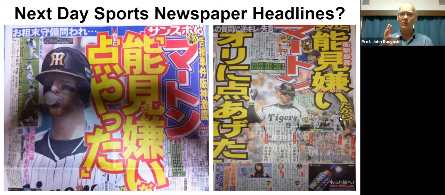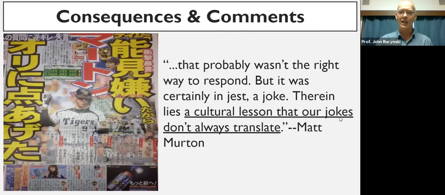And there's a great book about foreign baseball players in Japan by Robert Whiting called You Gotta Have Wa. Wa meaning harmony. And what happened here was Martin disturbed the wa, the harmony of the team. So Murton did have to have some meetings to explain what he meant. And I do think he was sincerely apologetic and said that probably wasn't the right way to respond, but it was certainly in jest, a joke. Therein lies a cultural lesson that our jokes don't always translate.